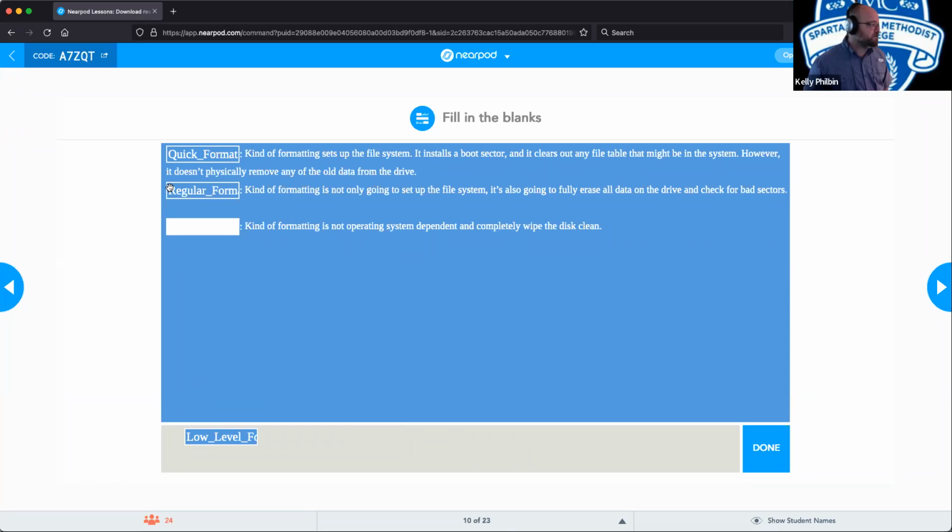And low-level formatting is the kind of formatting that is not operating system dependent and completely wipes the disk clean.